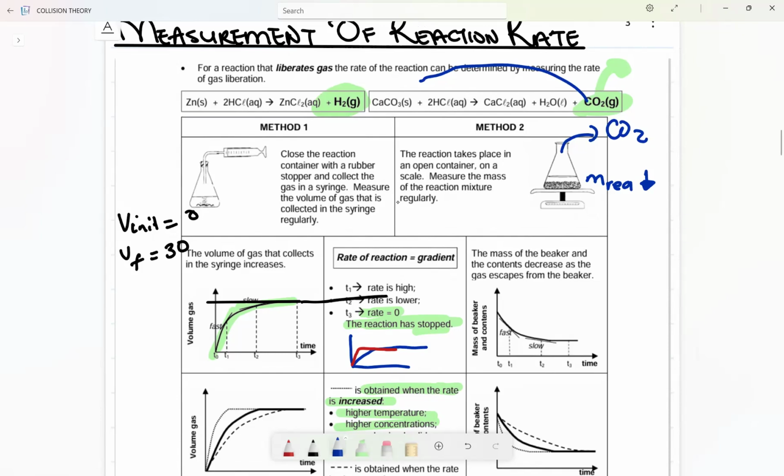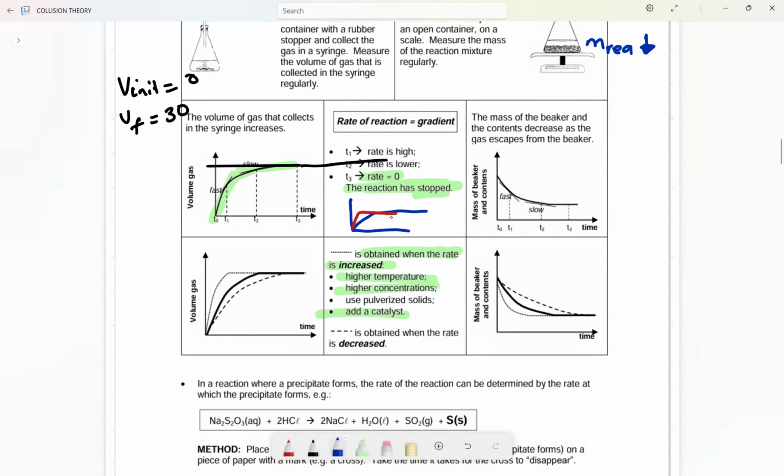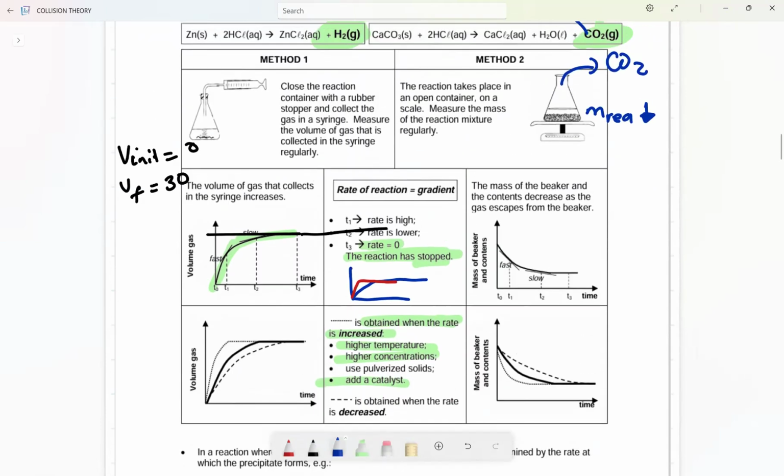They might ask you why in a graph. In a graph, let's look at this graph. Let's read here. They say the reaction takes place in an open container, on a scale. Measure the mass of the reaction mixture regularly, okay? So the mass will decrease. Why? Because there is carbon dioxide that is escaping, and carbon dioxide is formed from those reactants, okay?